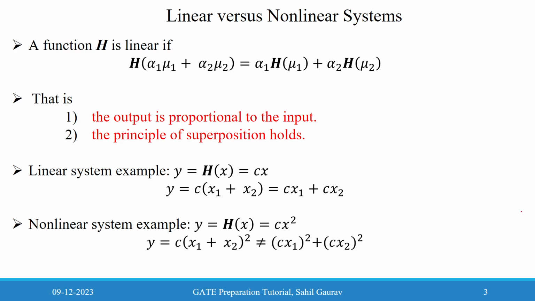Now if we want to see a nonlinear system, suppose the function is cx square. Now if you do c times x1 plus x2 whole square, then it is not going to be equal to the individual terms, cx1 square plus cx2 square. This will not be equal to this whole term. So here the superposition principle is violated. So this is a nonlinear system example.